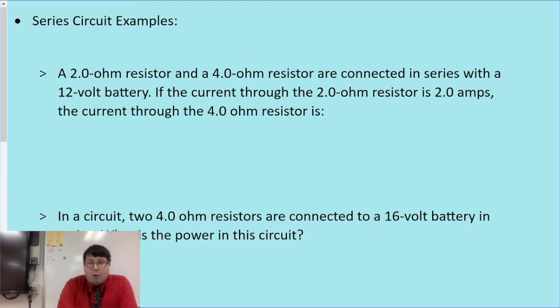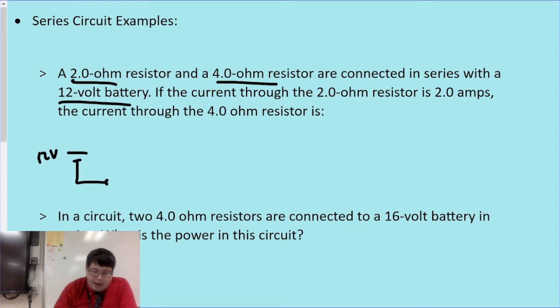So my first example, we have a 2 ohm resistor and a 4 ohm resistor connected in series with a 12 volt battery. If the current through the 2 ohm resistor is 2 amps, the current through the 4 ohm resistor is, well, what are the greatest things to do? Whenever you get a problem that involves circuits, if they don't have a picture already for you, you should draw a circuit diagram to show your circuit here. So I've got a 12 volt battery and 2 resistors wired in series, 2 ohms and 4 ohms.